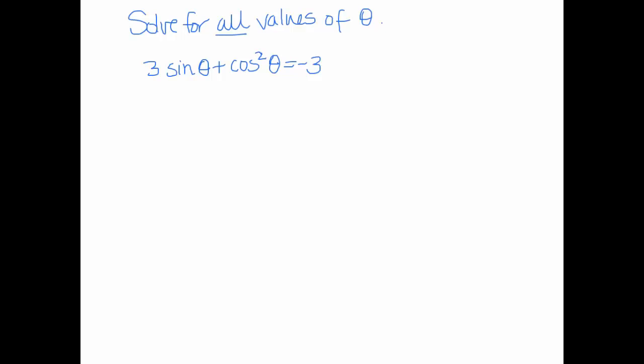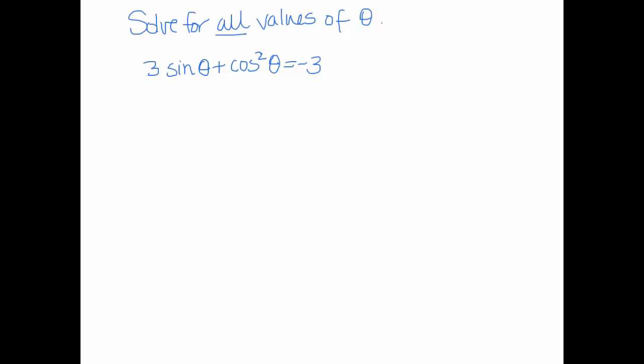So for our next example, this time we're going to be solving for all values of theta. So we're still going to look for answers between 0 and 2 pi, but then remember that sine and cosine are periodic functions. So if we get an answer in one of the quadrants, we know that 2 pi later, and in fact multiples of 2 pi later, we're going to have more solutions. So our equation here is 3 sine theta plus cos squared theta equals negative 3. We have sine and cosine in this equation. So whenever that happens, your goal is to try to get all sines or all cosines.